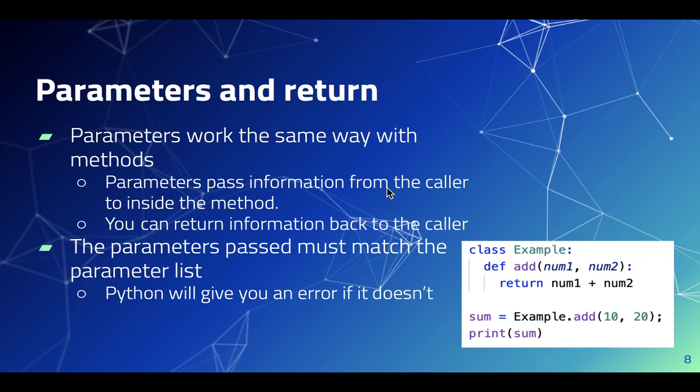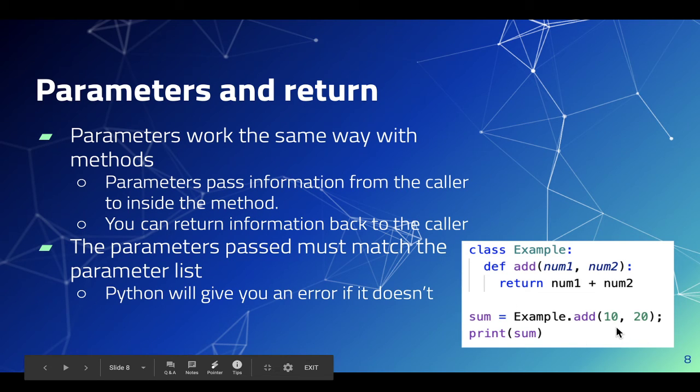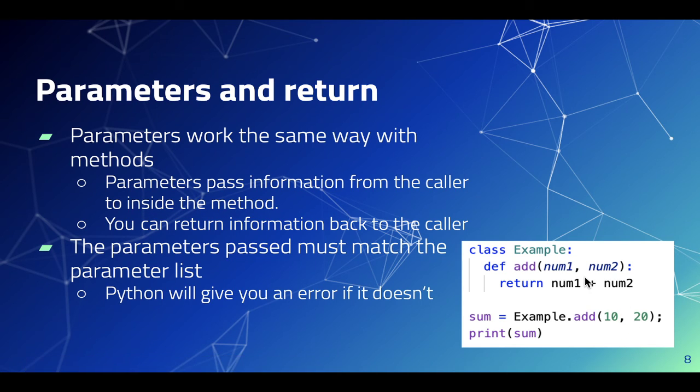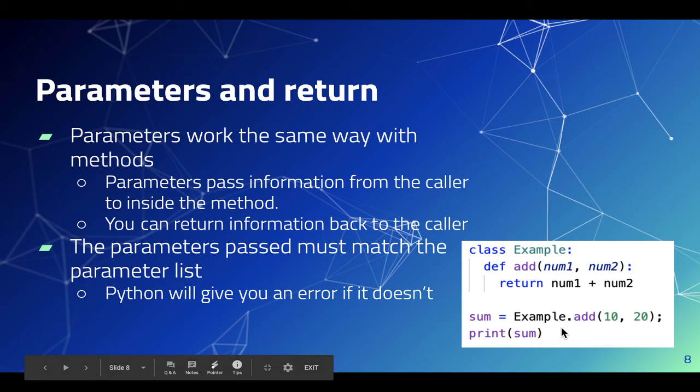Next, we have parameters and return. This will just be a review of functions. It works exactly the same way. You can have parameters like num1 and num2 into an add function, and you can return their sum. Then calling example.add with 10 and 20 will give you 30, and it will work out as expected. Once again, if you only provide one parameter when it requires two, you will get the same error you would have with a function. So the return and the parameter list work exactly the same way. Parameters allow you to pass information from outside into the function, and the return statement allows you to pass information from the function back outside.